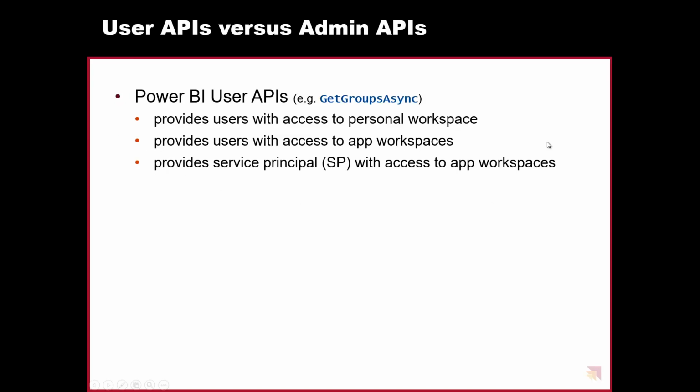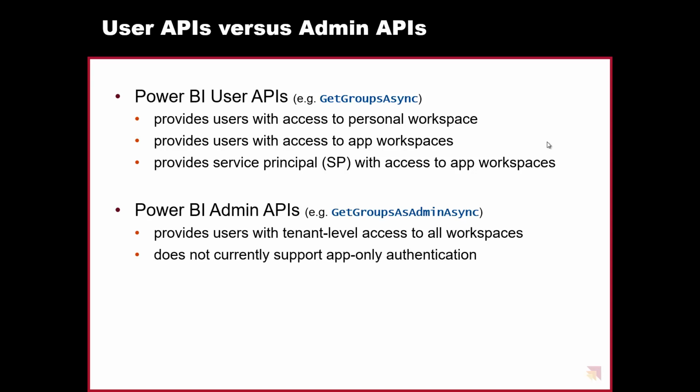When we talk to the Power BI Service API, it's actually spread out into two different APIs, the user APIs and the admin APIs. So the Power BI user APIs, an example would be GetGroupsAsync. I want to be able to get all the different app workspaces that the current user is configured to be a member of. Now, it provides users with access to app workspaces. The user APIs are also what provides your service principal with access to app workspaces, as long as your app workspaces are configured with it as the workspace admin.